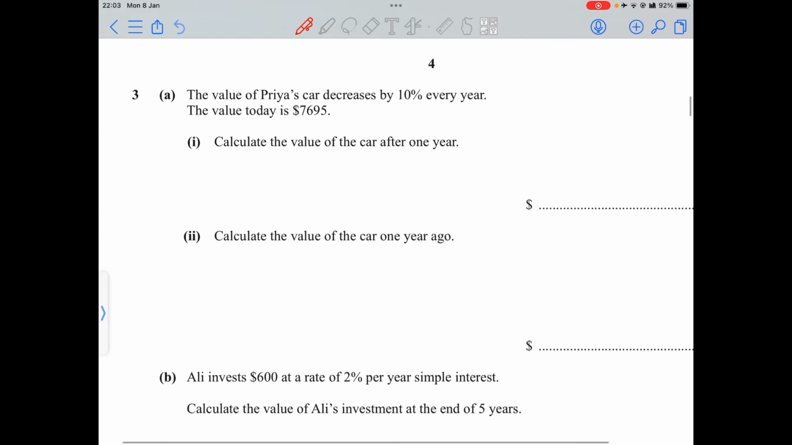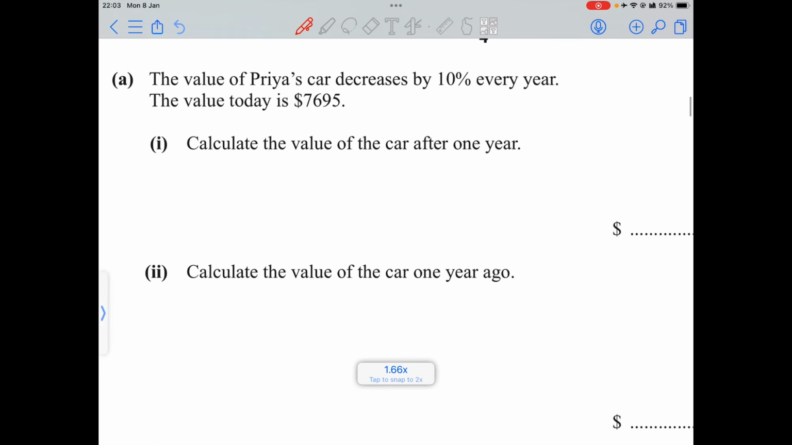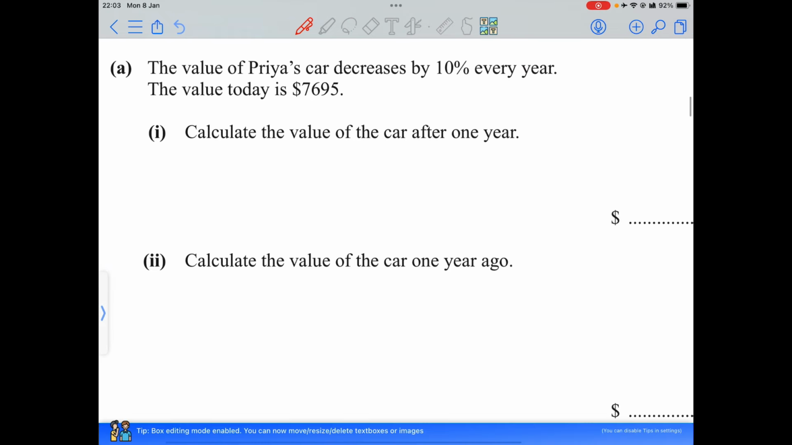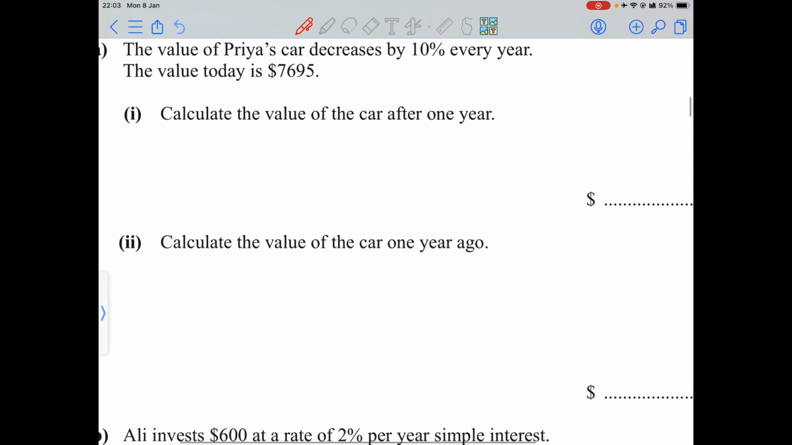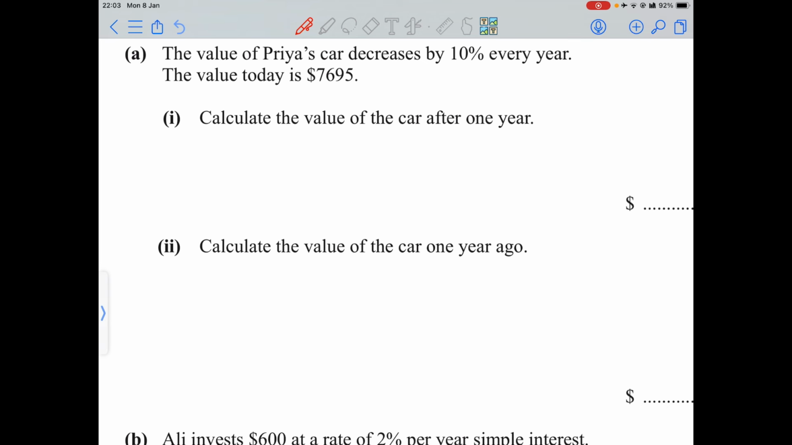Alright. Now, the next question is question number 3. It says the value of the Prius car decreases by 10% every year. The value today is 7695. Calculate the value after 1 year. Simple 2-marker. Now, if you want to save time in these sorts of questions, just think logically that if the value next year will be decreased by 10%, it's going to hold 90% of this year's value.